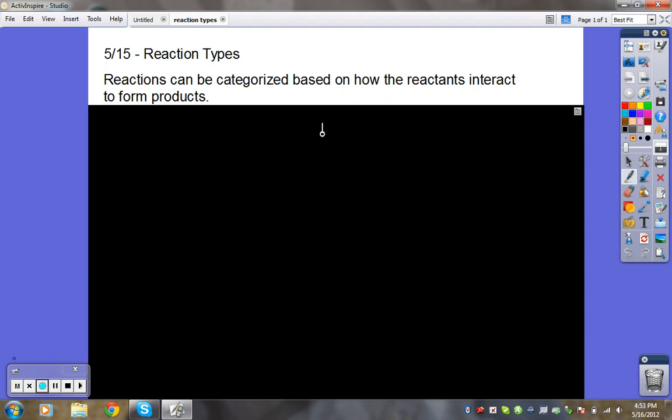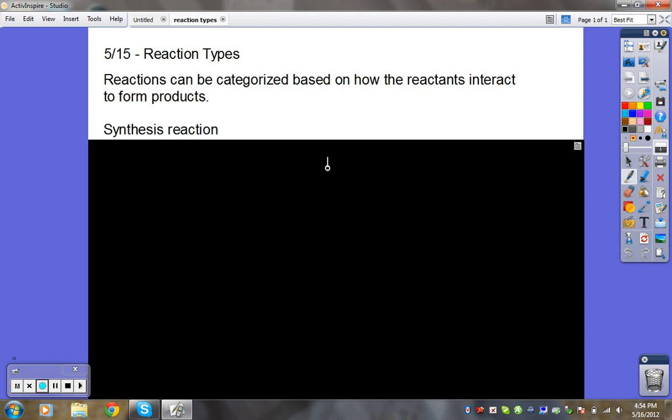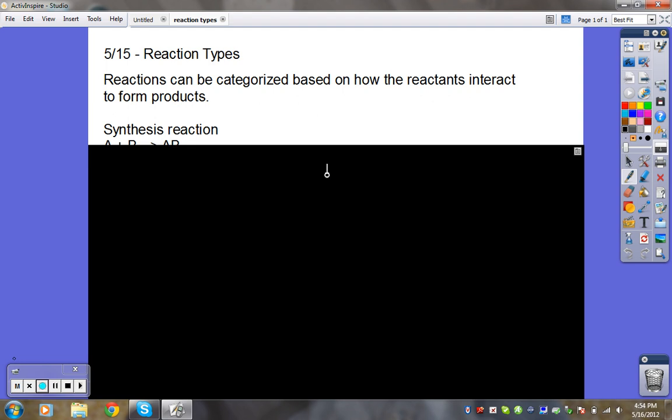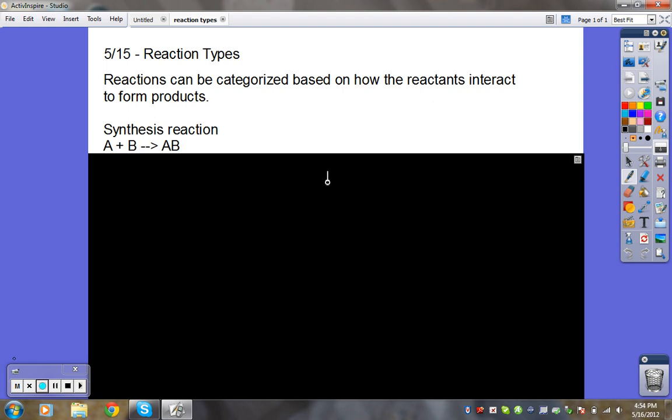There's certainly others as well, but we're going to stick to these 4. I would say that they're the 4 most basic. The first type is called a synthesis reaction. A synthesis reaction is one in which 2 reactants bond together to form one product. So generally we can write that as A plus B yields a product of AB.